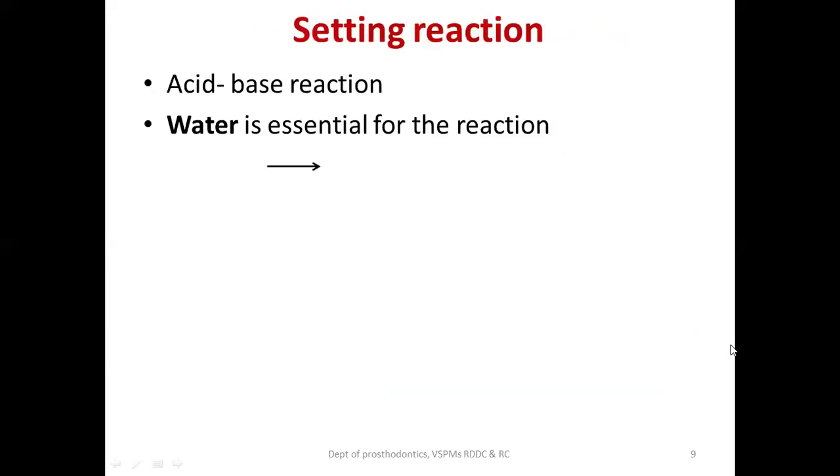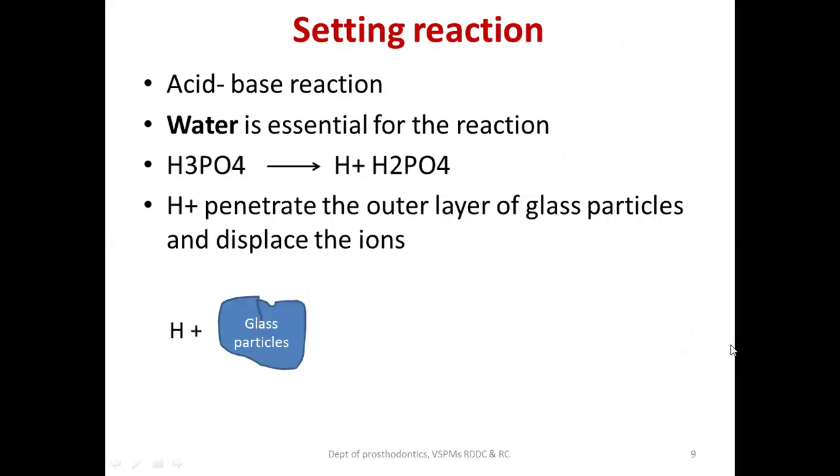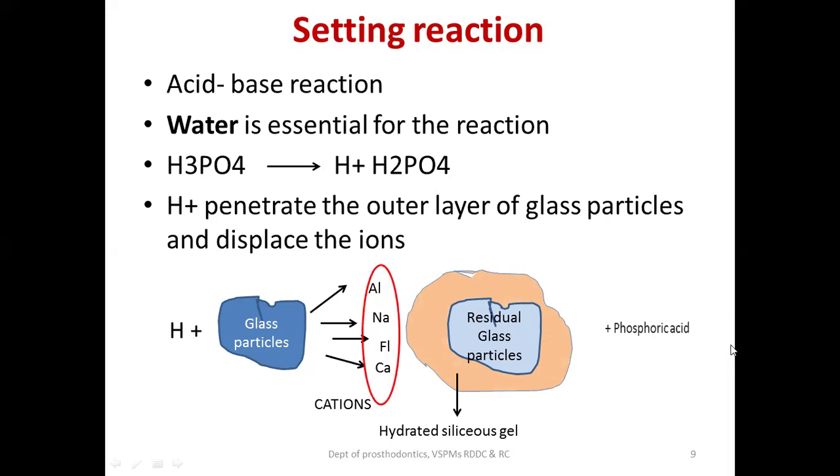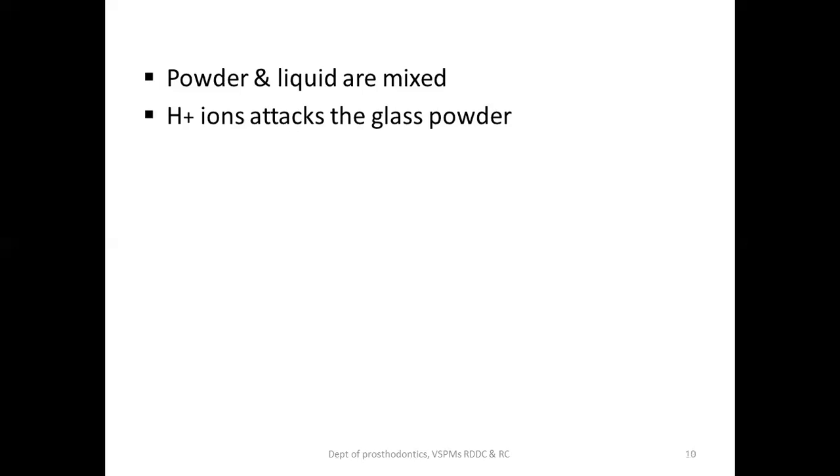Now let us see the setting reaction. The setting reaction is an acid-base reaction, and water is essential for the reaction. The hydrogen ion penetrates the outer layer of the glass particles, as you can see in the picture, and displaces the different ions, that is, sodium, aluminum, fluoride, and calcium ions. What is left is the residual glass particle, surrounded by hydrated silica gel. These cations which diffuse out combine with the phosphoric acid and give you precipitates of phosphates and fluoride. This is the reaction that you can write when the question is asked. Just revising the reaction: when the powder and liquid are mixed, the hydrogen ion attacks the glass powder and displaces the different cations.